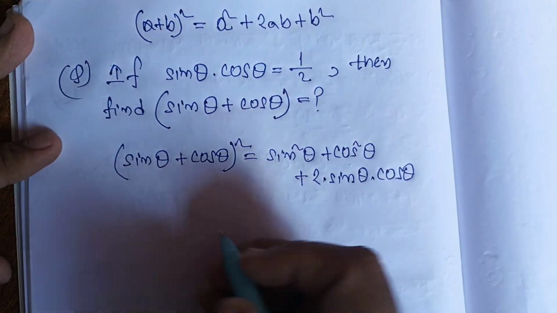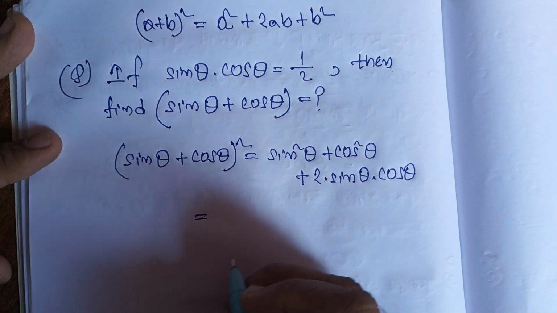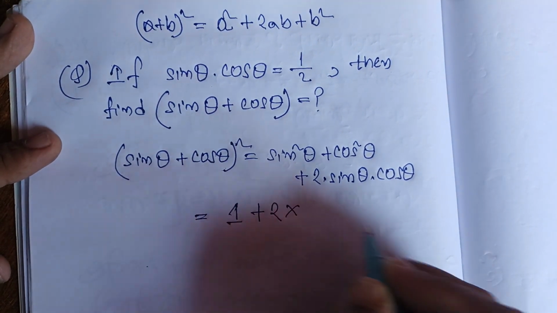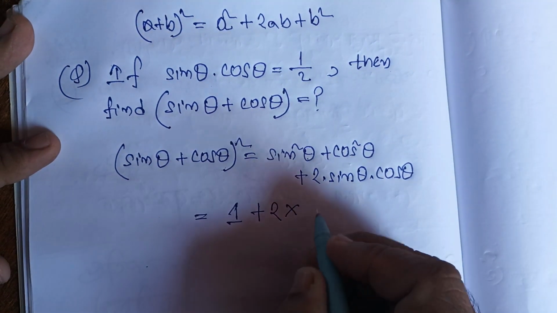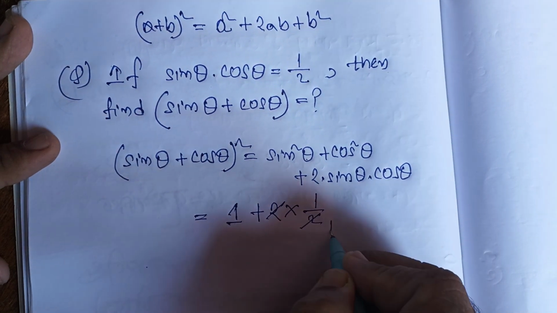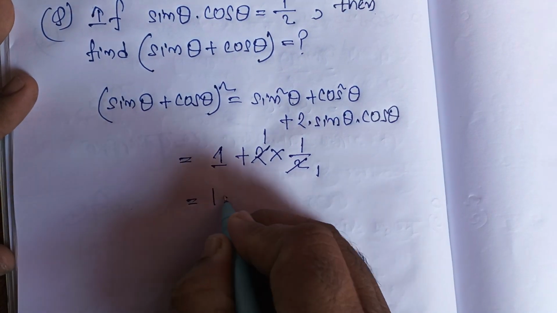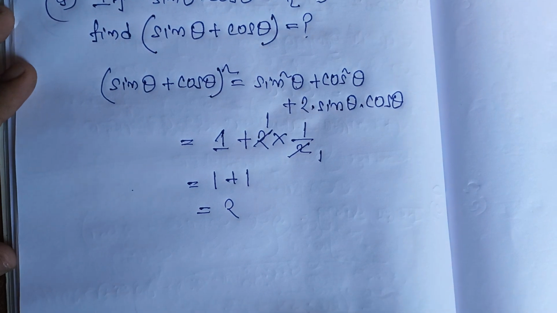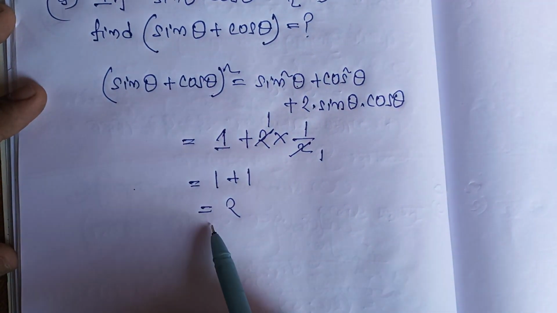Okay, now we know that sin square theta plus cos square theta is 1. So 1 plus 2 into, it is given that sin theta into cos theta is half, so we can put half here, 2 cross half. Okay, so 1 plus 1 equals 2. So (sin theta plus cos theta) whole square equals 2.